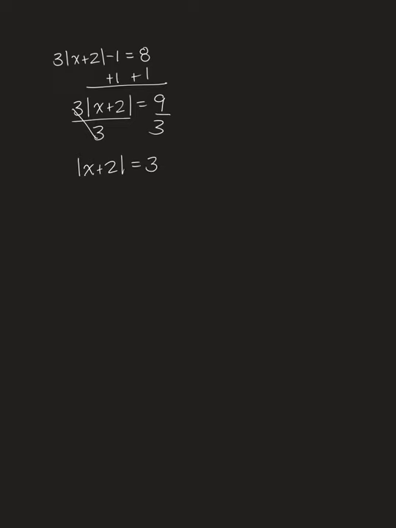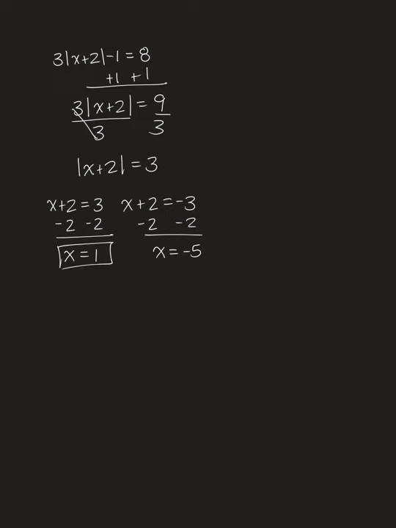Okay, I have the absolute value by itself. I make my two equations. One is equal to positive 3, and one is equal to negative 3. Then I solve. Okay, so these are my two solutions. Now I just have to check.